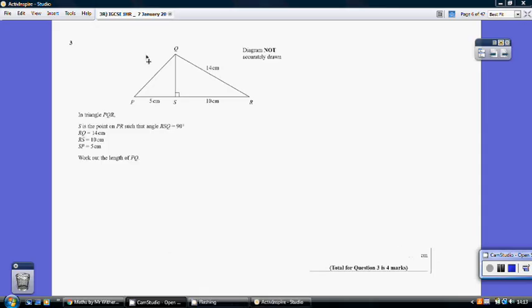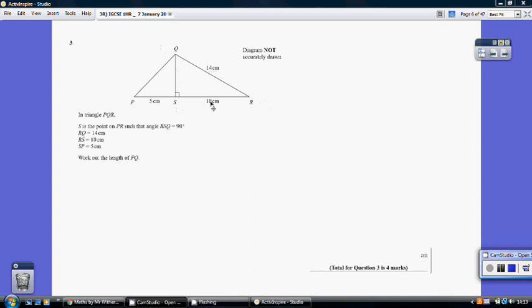Question 3. So we've got to work out the length of PQ here. In order to do that, we're going to need to know the length of the other two sides. Well, we know this length is 5, but we don't know what QS is yet. So as an opening step, we're going to work out the length of QS by looking at this triangle on the right hand side, QSR.